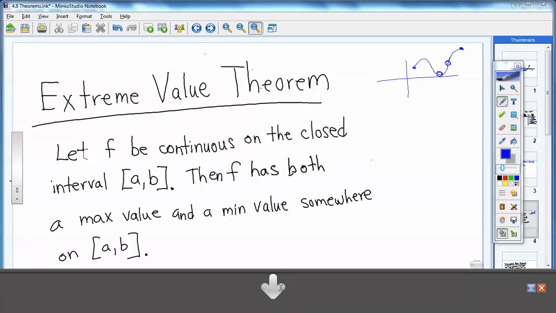So one of the questions on the quiz next Wednesday will be, state the extreme value theorem. Now, if you're off a word or two, this is a pretty easy one actually. The next one's a little harder to memorize maybe.